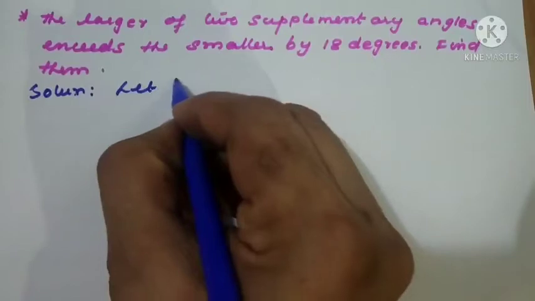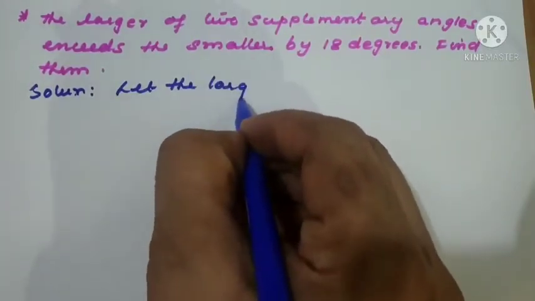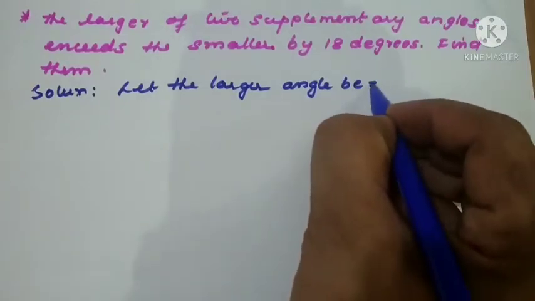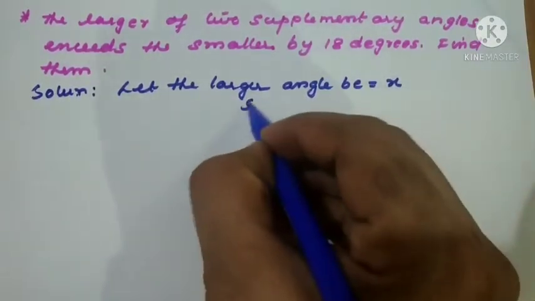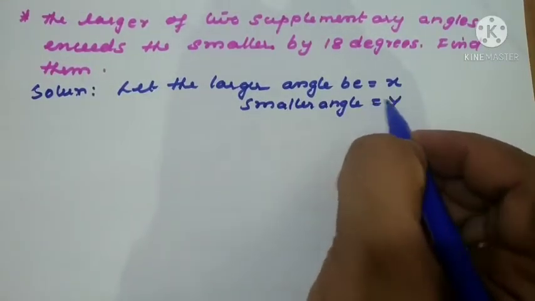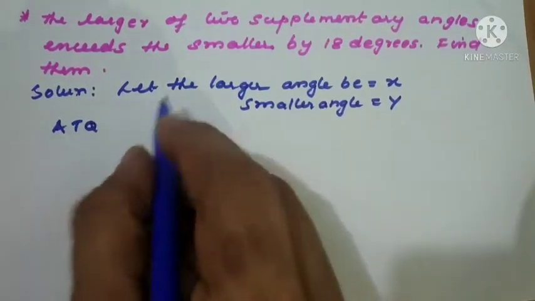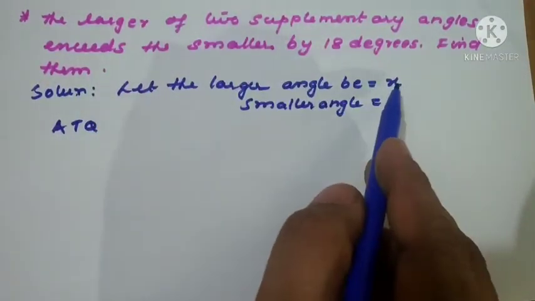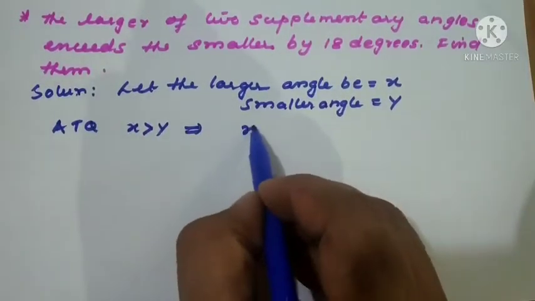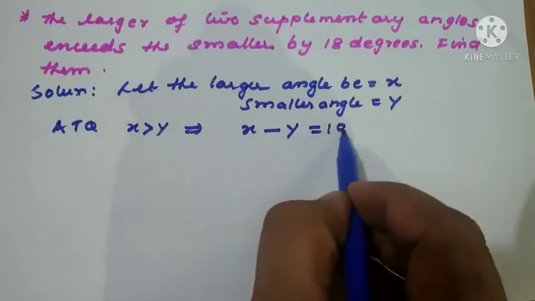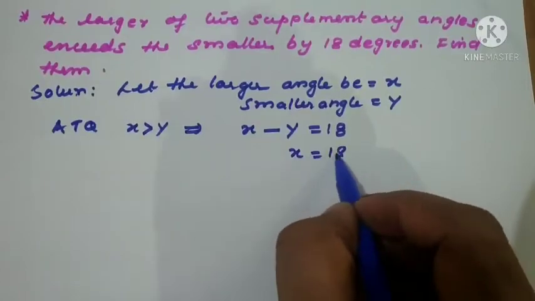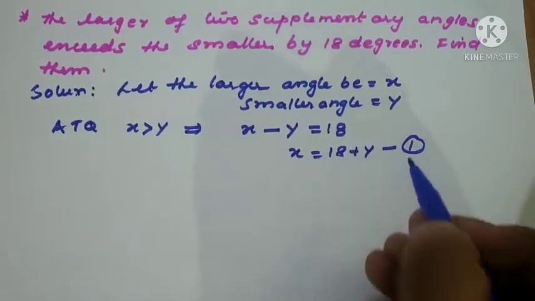Let the larger angle be x and the smaller angle be y. According to the question, the larger of two supplementary angles, that means x is greater than y, implies x minus y equal to 18. That is the first equation. So x is 18 plus y, first equation.